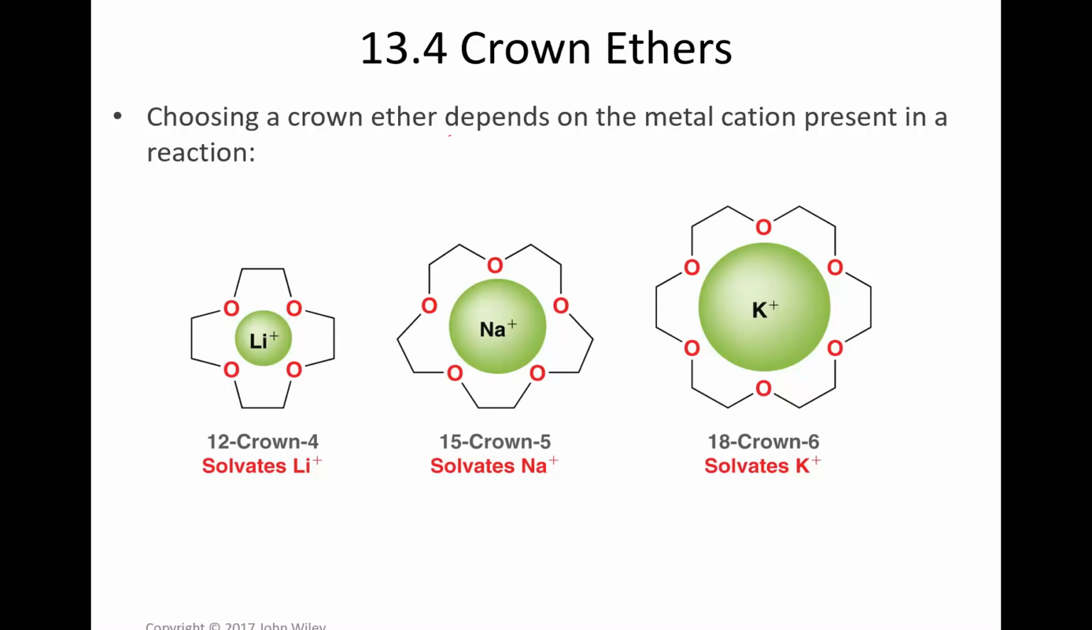So which crown ether should you choose? It depends on the metal cation that you want to be soluble. For example, if you're trying to solvate a lithium ion, you would choose 12-crown-4 because lithium will nicely fit inside the pocket for that size crown ether. If you're trying to solvate sodium ion, we need a slightly larger interior space because it's a larger metal ion, so we would choose 15-crown-5. And then the most common by far is 18-crown-6, which solvates potassium ions.